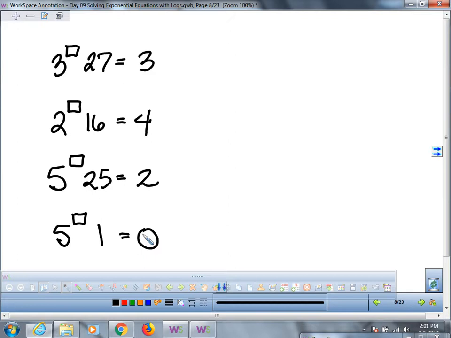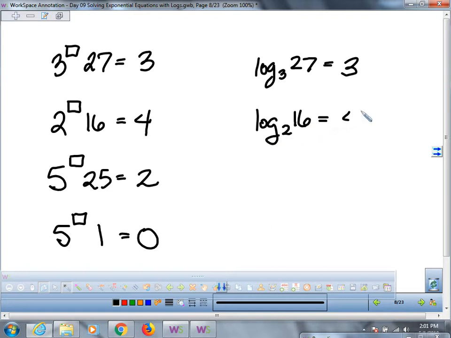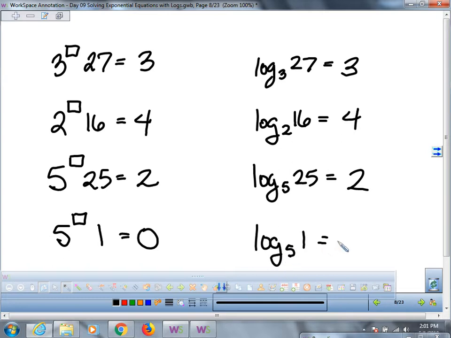Okay. Let's change this into logs. Okay? So in order to change this into logs, I would say log base 3 of 27 equals 3. And log base 2 of 16 equals 4. And log base 5 of 25 equals 2, and log base 5 of 1 equals 0. Alright, so those are comparable.